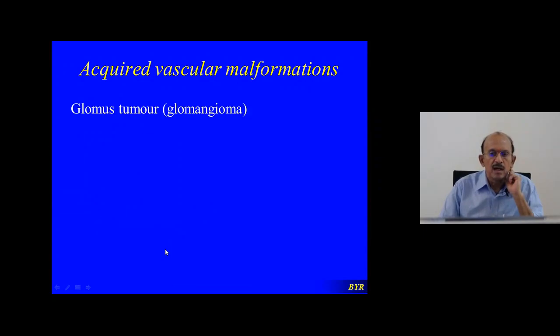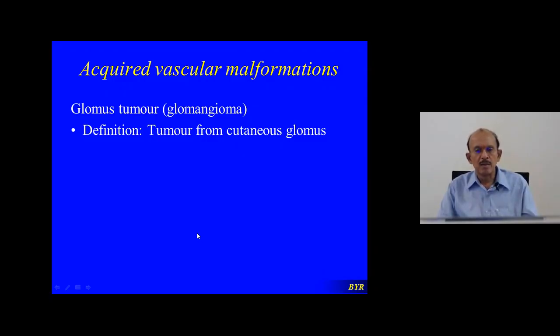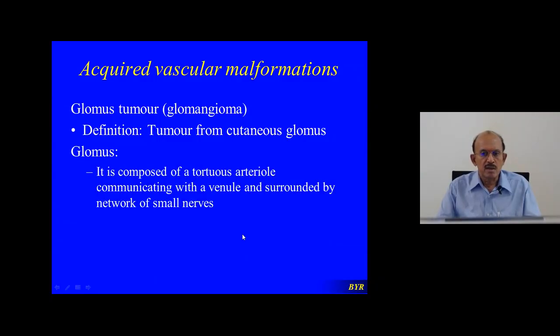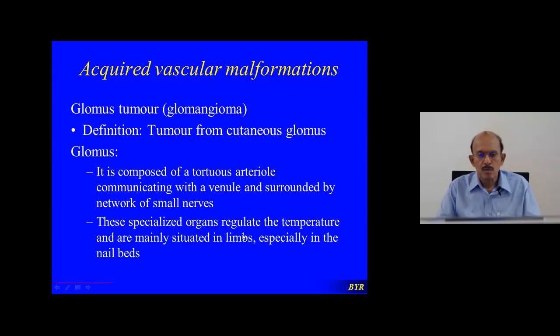Then the third acquired vascular malformation is glomus tumor or glomangioma. It is a tumor from cutaneous glomus. What is glomus? It is composed of a tortuous arteriole communicating with a venule and surrounded by a network of small nerves. These specialized organs regulate the temperature and are mainly situated in the limbs, especially in the nail beds.